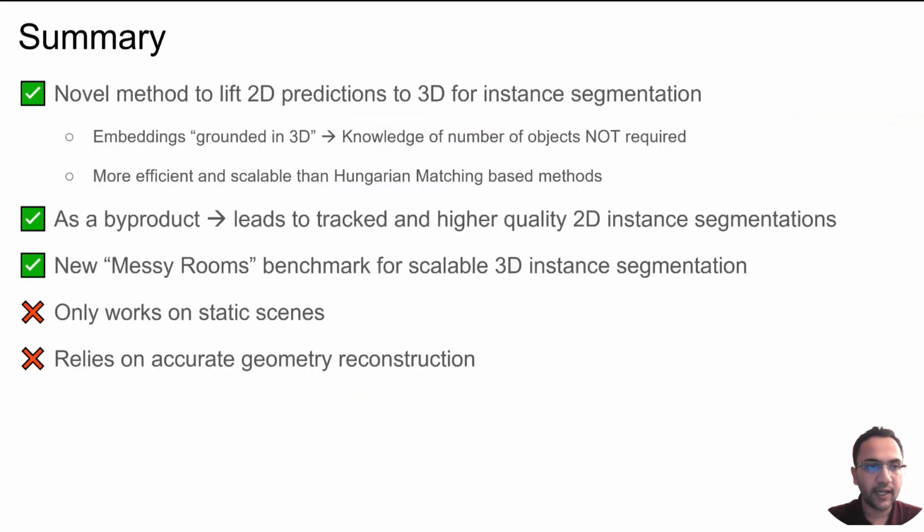In summary, ours is a novel method to lift 2D predictions to 3D for 3D instance segmentation. We do not need to know the number of objects in the scene, and we are more efficient and scalable than Hungarian matching based methods. We propose a new benchmark for evaluating scalable 3D instance segmentation. As a drawback, our method only works on static scenes, and it relies on accurate geometry reconstruction.